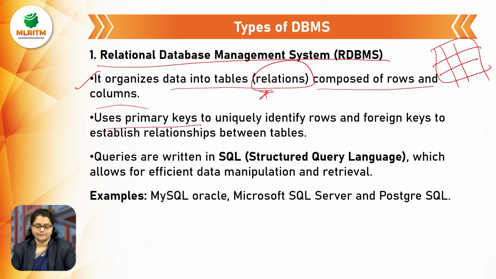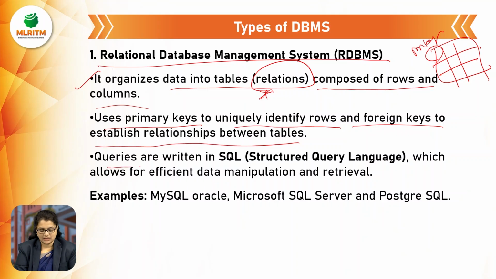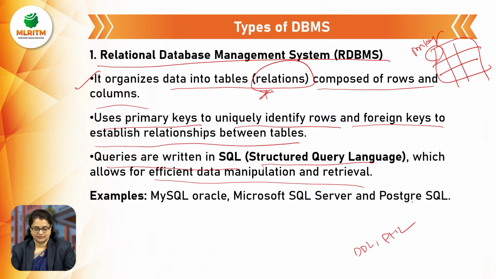Here, we can also give primary keys to uniquely identify the rows, and foreign keys to establish relations between tables. While using the primary key, we can access the data from one table to another table. This is very important. Queries are written in SQL. We can access or insert data by using the structured query languages, that is, the DDL and DML languages, which allow efficient data manipulation and retrieval. For example, MySQL, Oracle, Microsoft SQL Server, and PostgreSQL. So these are the different RDBMS software.